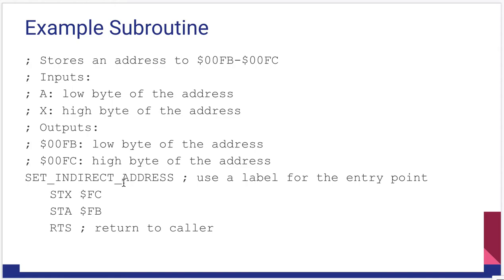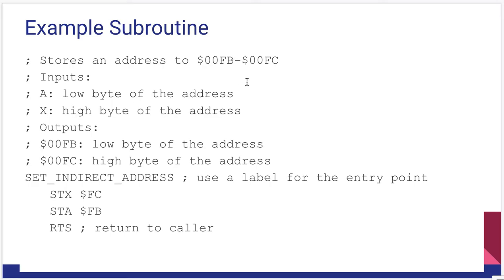All right, so here is an example of a short subroutine. The first thing I want you to know is that we give it a comment, similar to a method comment in Java, the kind of thing we've repeatedly talked about in courses like CS1. So I've given it a description. In this case, it stores an address to the zero page addresses FB and FC. And if you recall from the address modes lecture, this is one of those places in the zero page that we can use for indirect addressing.